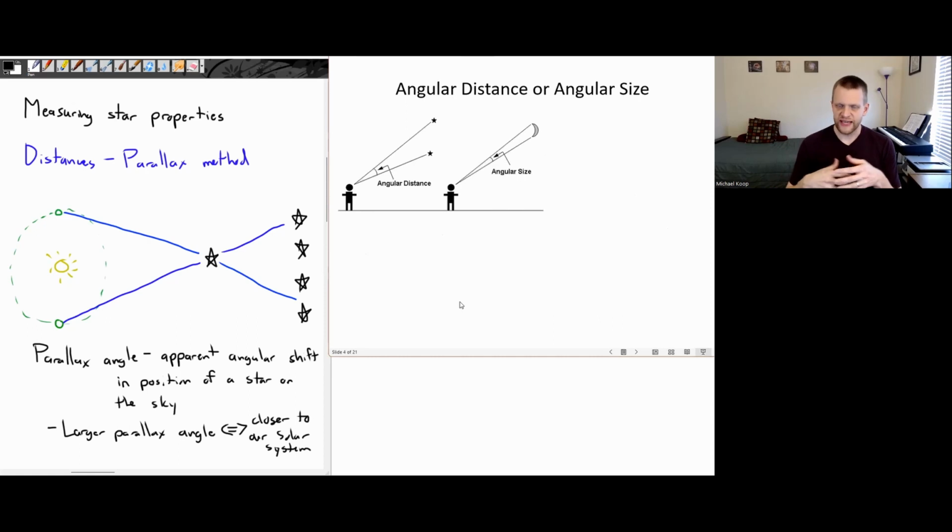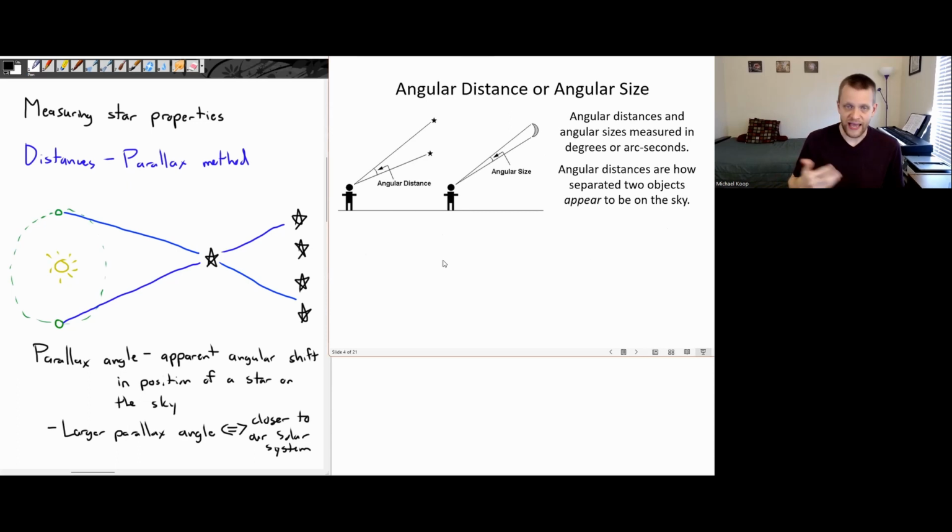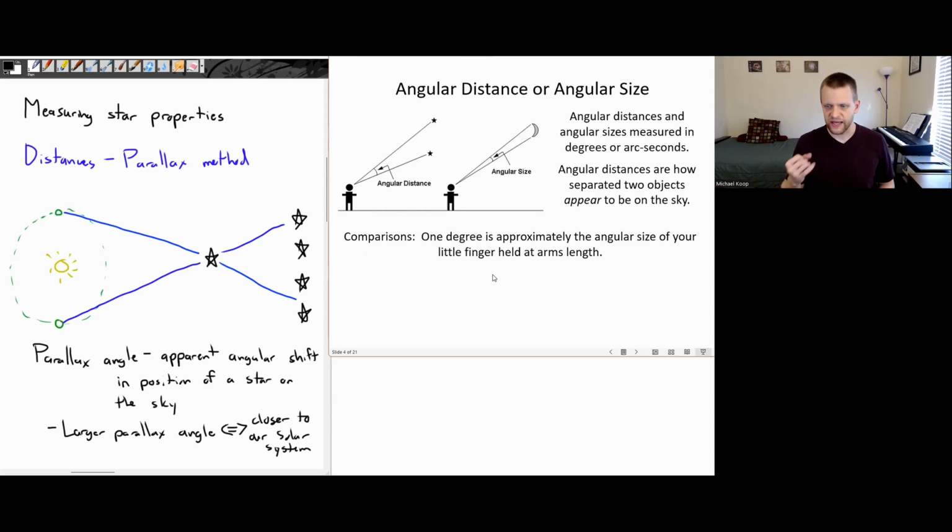Again, when we're talking about things like angular distance or angular size, I mentioned this briefly when we talked about a telescope's angular resolution, the smallest angular feature it can see on the sky. Angular distances are sometimes measured in degrees, and for astronomy, sometimes in something called arc seconds. This angular distance is how separated two objects appear to be on the sky. For comparison, if you hold up your little finger at arm's length, its width is approximately 1 degree on the sky.